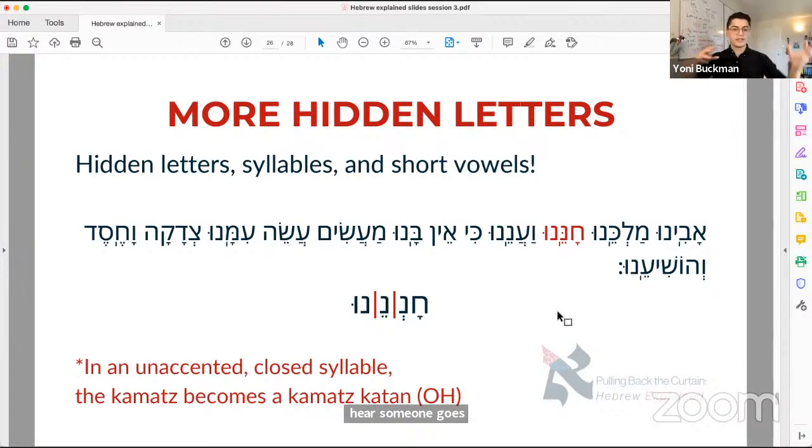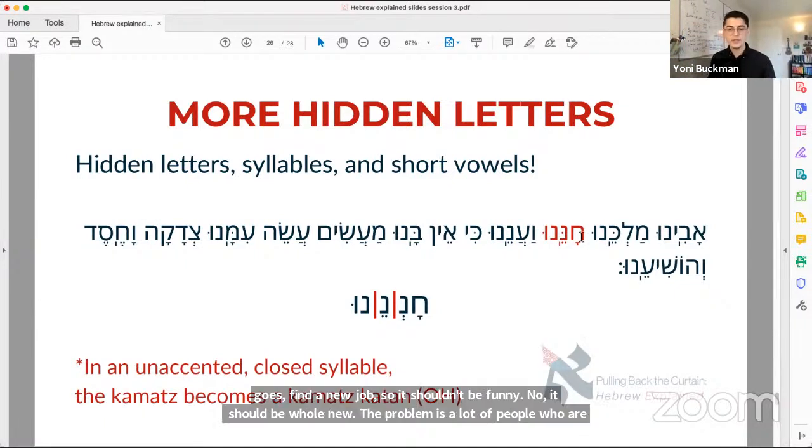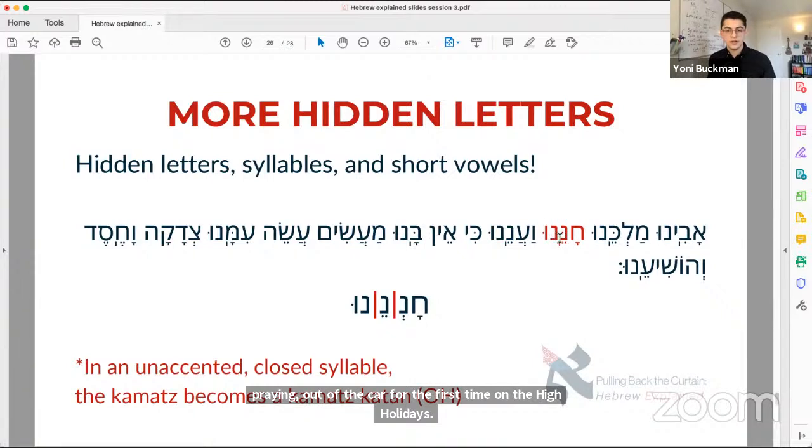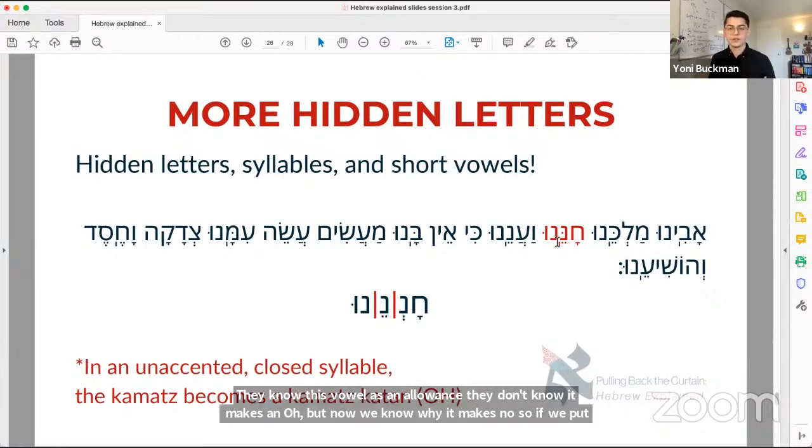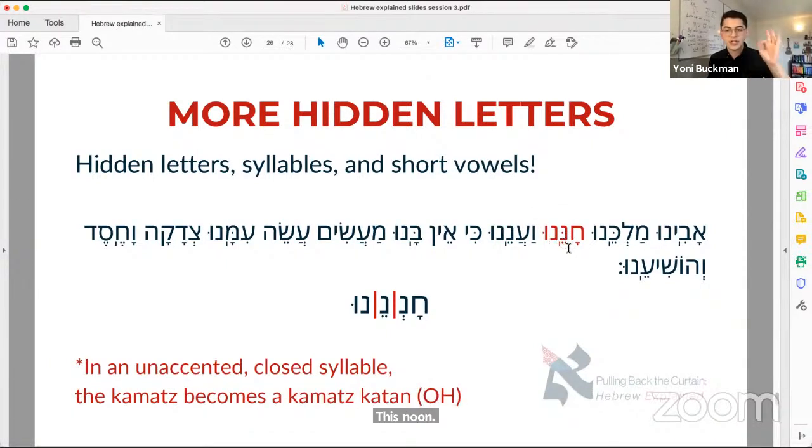So if we put everything together, everything that we know about long and short vowels and open and closed syllables and accents and all of these things, this second nun in chonenu, that nu is a suffix, right, to us, like anachnu is the word for we. So nu is not a part of the root. Instead, the dagesh chazak in the first nun shows you that it's hiding that second nun.